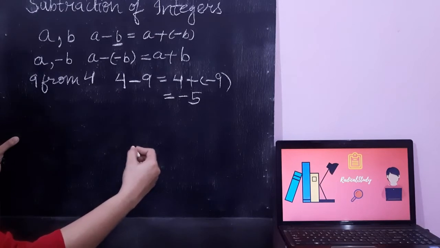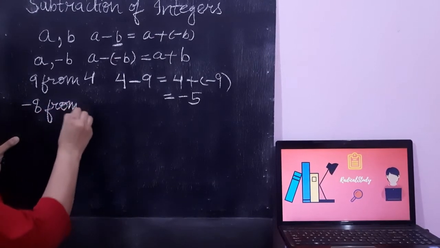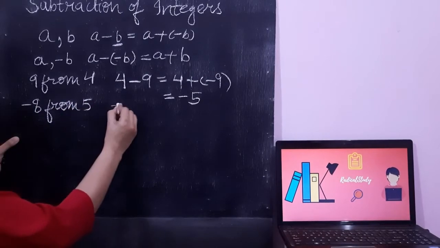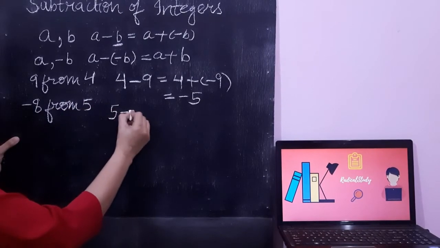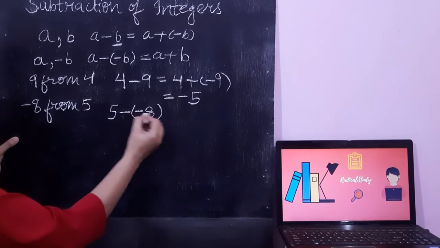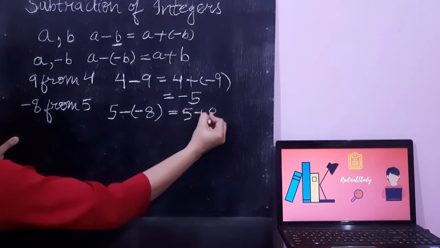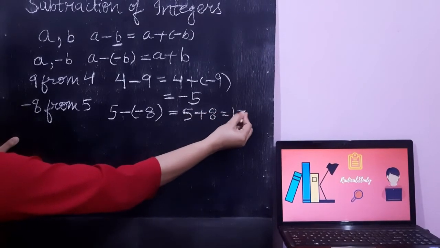Okay students. Now the next example, subtract minus 8 from 5. So you have to subtract minus 8 from 5. Like this we have to follow. As I told you, minus minus will become plus. So it will be 13.